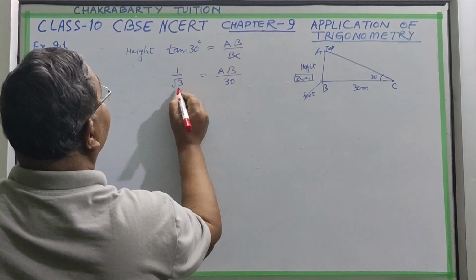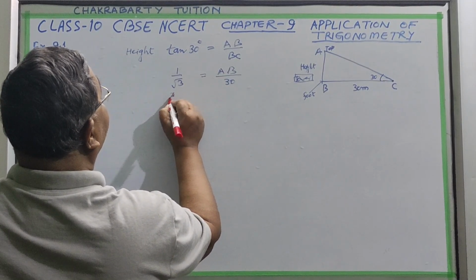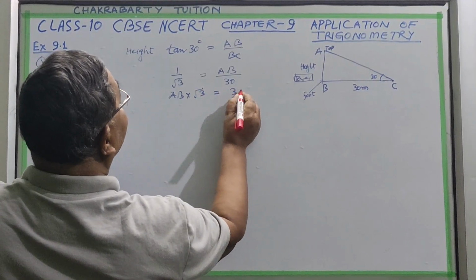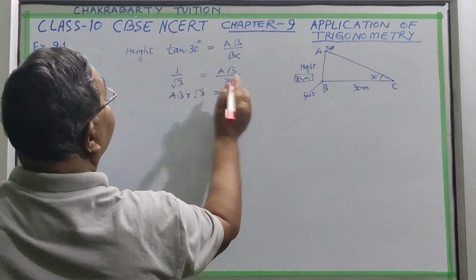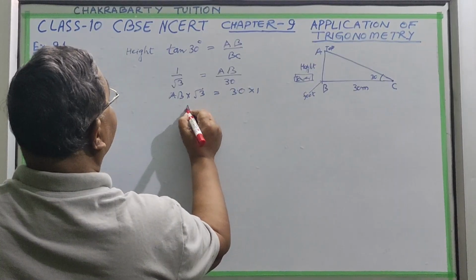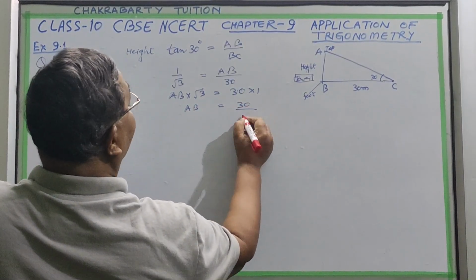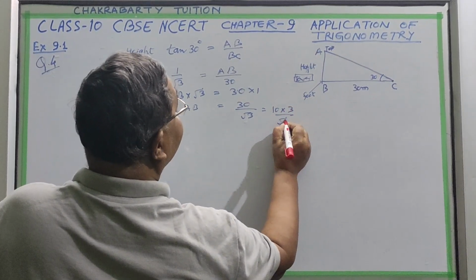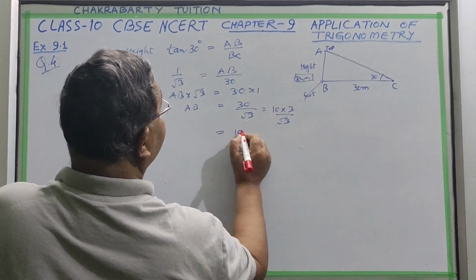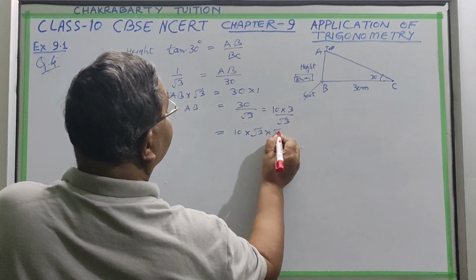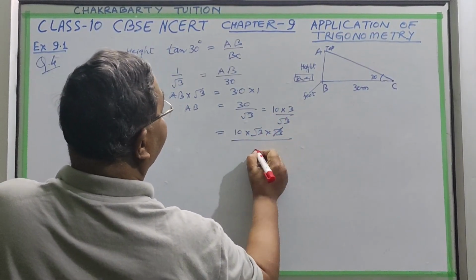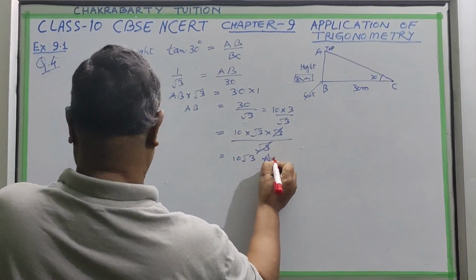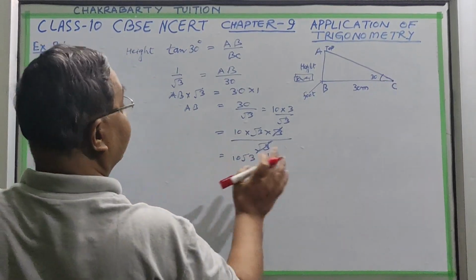So AB will come to this side: AB into root 3 is equal to 30. So AB will be 30 upon root 3. This 30 we can write as 10 into 3 upon root 3, or 10 into root 3 into root 3. We can break it, so one root 3 will go out. What remains is 10 root 3. This will be your answer.